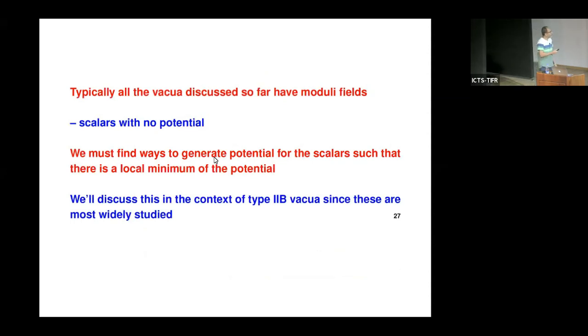Typically, all these vacua that we have discussed so far have moduli fields. Let me remind you that moduli fields refer to scalars with no potential. But as I have said earlier, to make contact with nature, we have to find ways to generate a potential for the scalars such that there is a local minimum of the potential. This has been most well studied in the context of type 2B vacua, and that's what I'll focus on in this lecture. I'll not discuss moduli stabilization in other compactifications, although in principle it should be done, but most of the studies have so far focused on type 2B vacua.